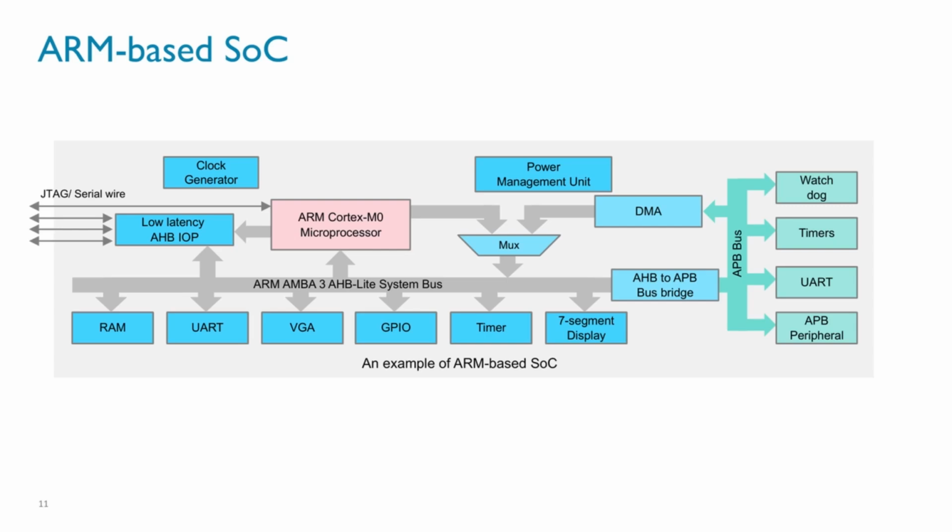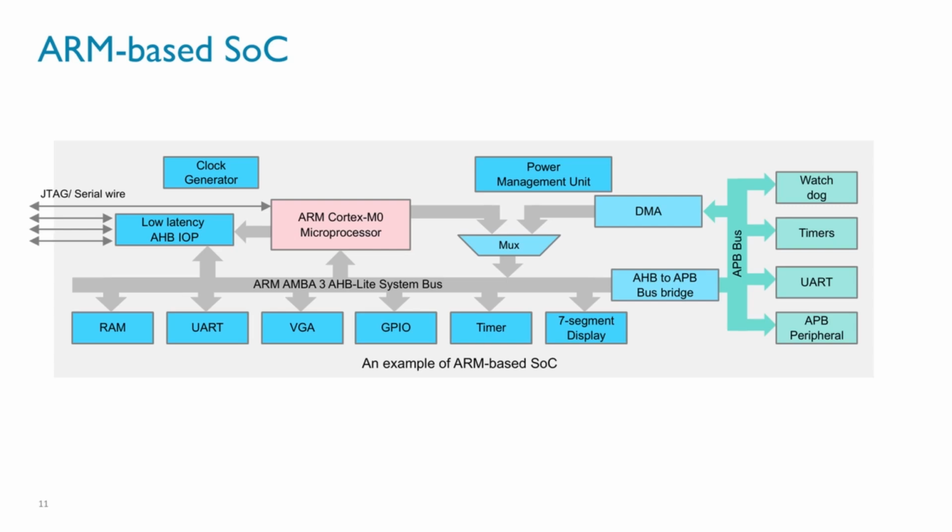GPIO. This stands for General Purpose Input/Output. These are pins that can be programmed as either inputs, to read from a button, for instance, or outputs, to turn on an LED. And we also have a timer and a 7-segment display controller.